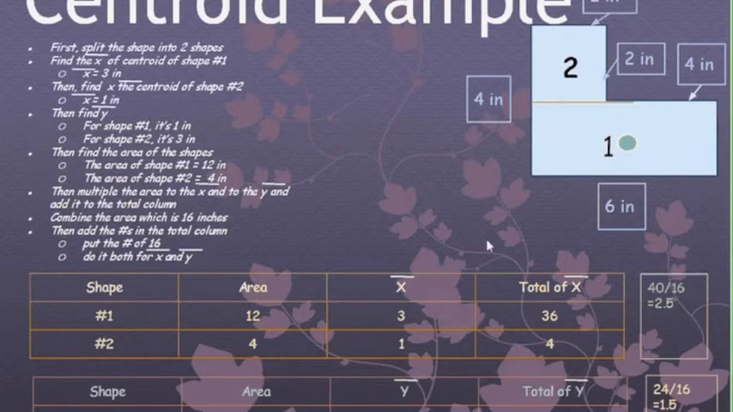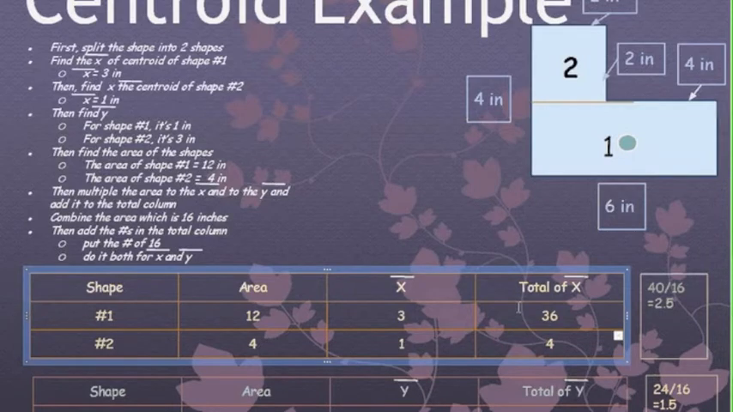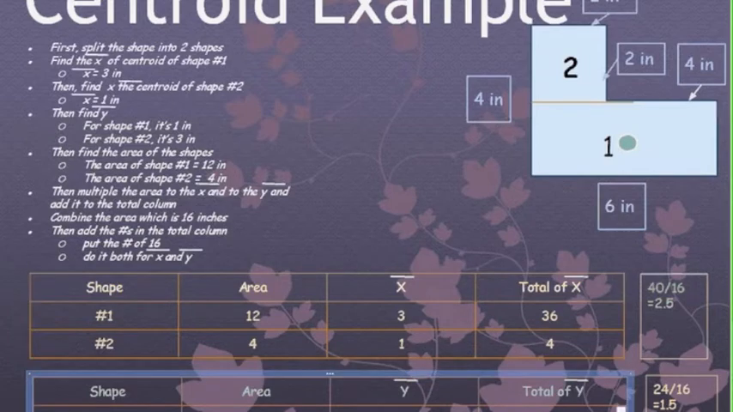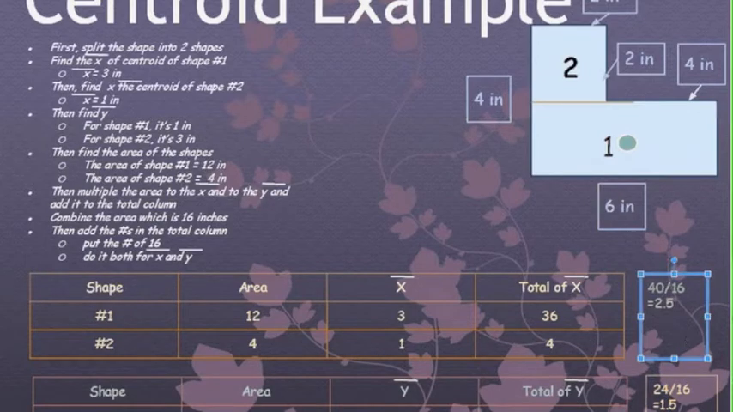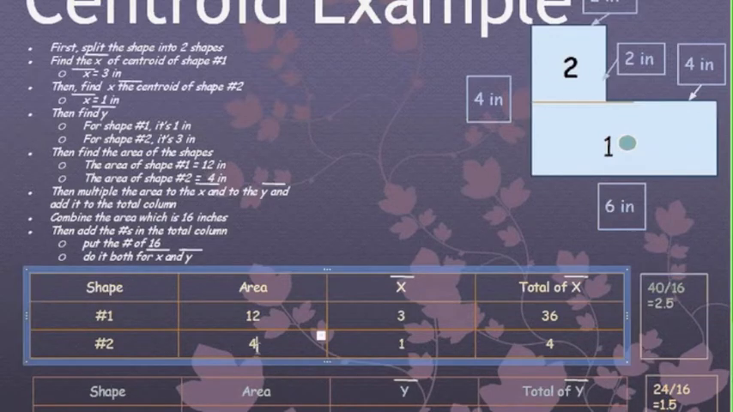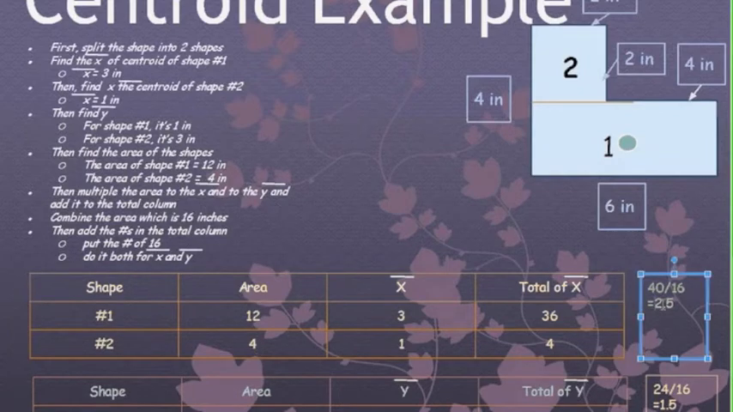Now moving on to your penultimate step, you simply add the totals of the multiplied area and coordinates. So you add 36 and 4, get 40, as shown right here. 12 and 12 get 24, which is shown right here. Now divide both of those numbers by the total area of the whole shape, which is 16 in this case, since 12 plus 4 equals 16. Once you get these two numbers, 2.5 and 1.5, those are correspondingly your x and y coordinates for the whole shape, or the centroid.